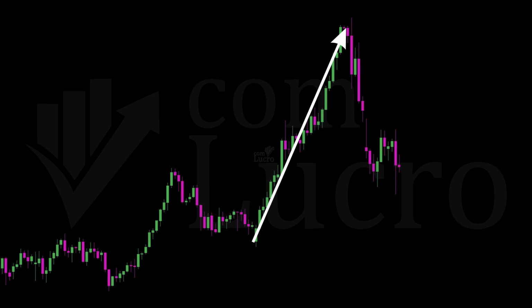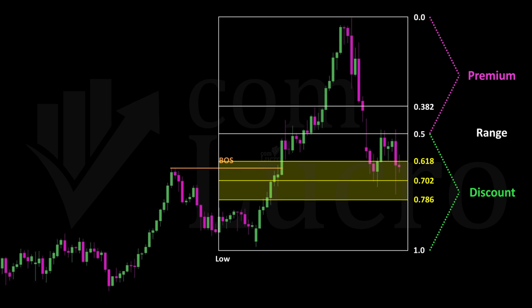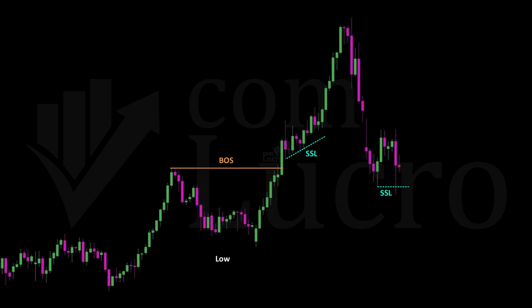All we need to see is an impulse upward, a retracement downward, and the expectation of another impulse to the upside. This expectation is logical because first, we have a bullish market structure. Second, price has retraced into discount using the 0.5 Fibonacci level. And third, liquidity has been swept.